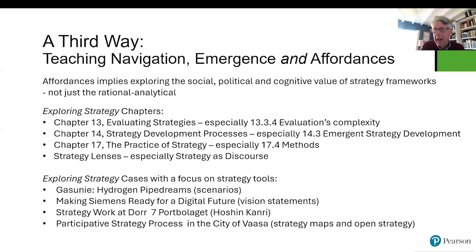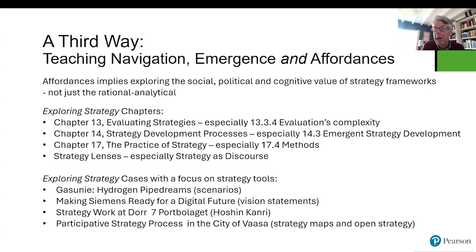And the strategy lenses, the strategy as discourse lens, talks about strategy discourse, or the way we talk about it, the tools, the rhetorics. They too have many, many different affordances, sometimes inclusive, sometimes exclusionary, sometimes they're political power plays, but they have more affordances than simple analysis. There are a number of strategy cases which we have, which do focus on particular tools and would afford you, or would allow you, to talk about affordances of these various tools in discussing the cases.